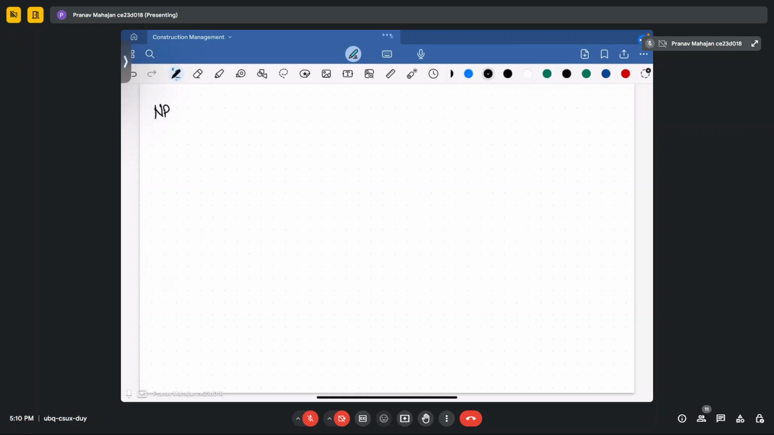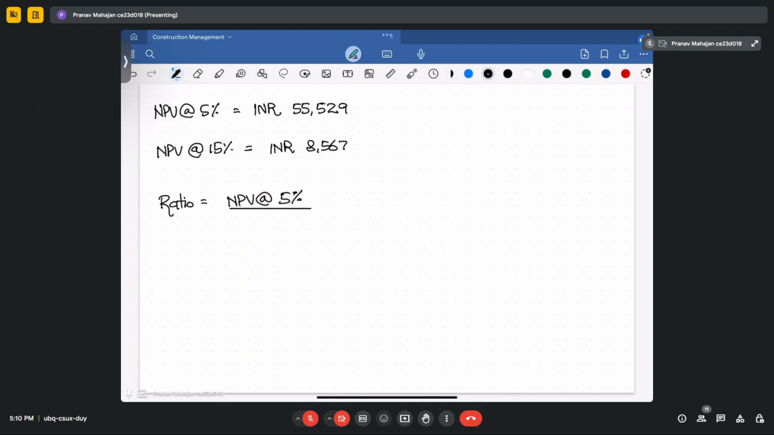So NPV for the 5% case, if you add all the values, you will reach the total value as 55,529 rupees. However, for the 15% discount rate, your value will become 8567. So the ratio of NPV at the rate 5% to the NPV at 15%, what will it become? It will become 55,529 divided by 8,067, which is equal to 6.482. Okay, this is how you will calculate.